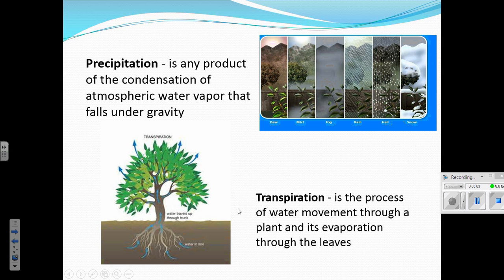And then we also have transpiration, which is the process of water moving and evaporating out of the leaves. So as water gets sucked up the plant on a hot day, it'll evaporate off of the leaves, and that is going to go up into the clouds as well. Just a reminder, the process that pulls this water up through the tree is called capillary action.